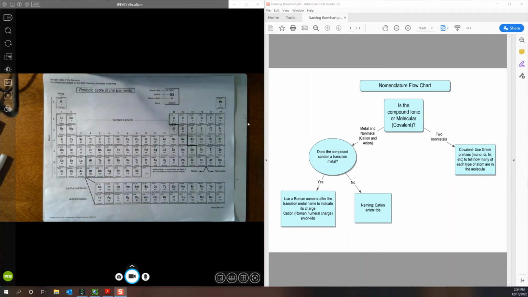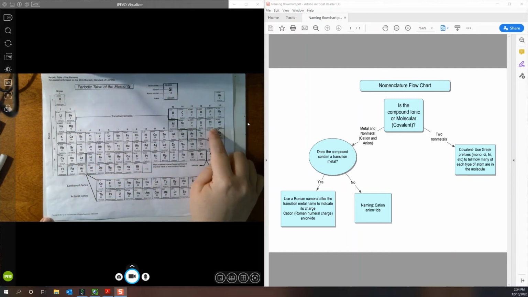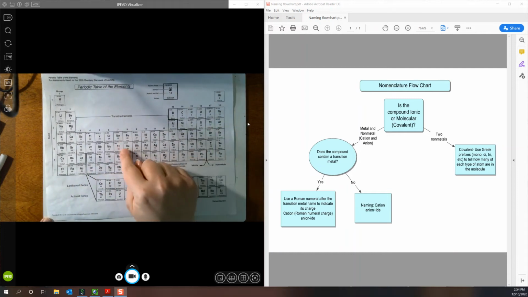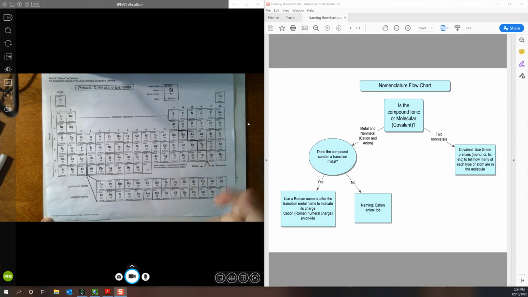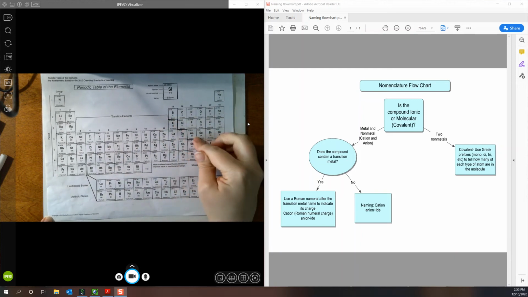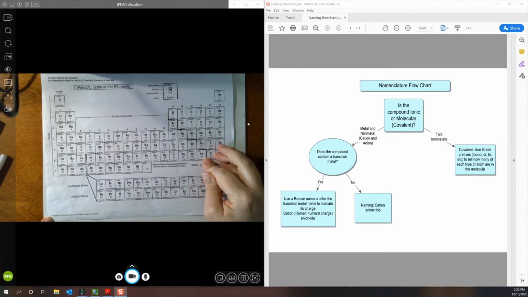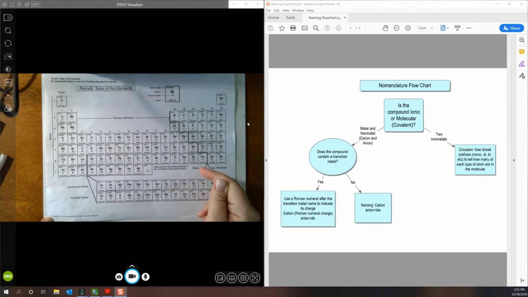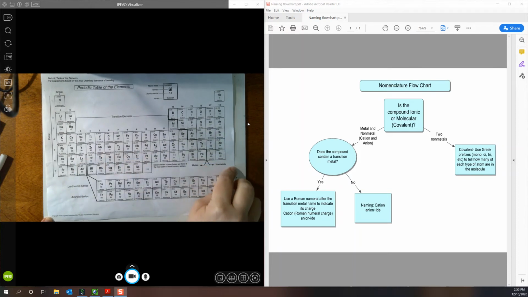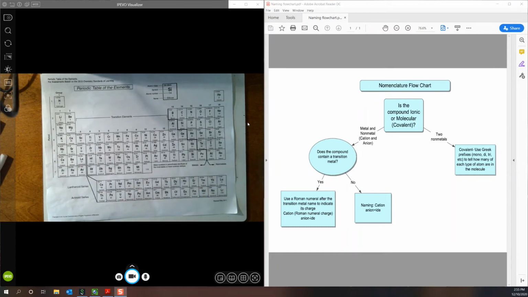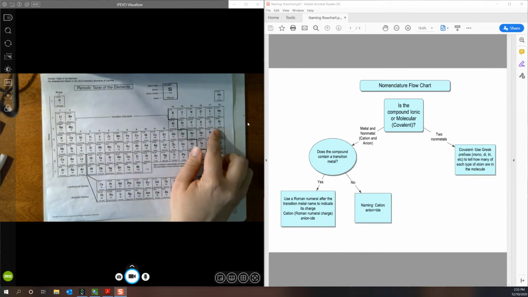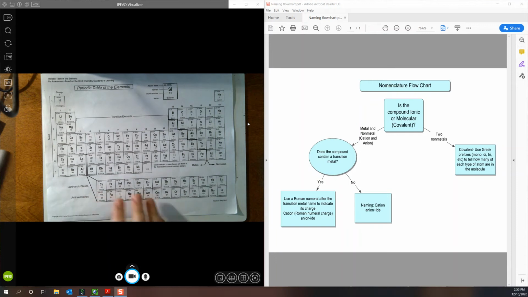Now, really what we have to ask ourselves is, do we have two nonmetals, in which case it's covalent, or a metal and a nonmetal, in which case it's ionic? And remember, your periodic table has this handy stair-step line that separates the metals from the nonmetals. To the left are the metals, to the right are the nonmetals. So if it has two nonmetals, it's covalent, and that's when we're going to use those prefixes like mono, di, tri, etc.